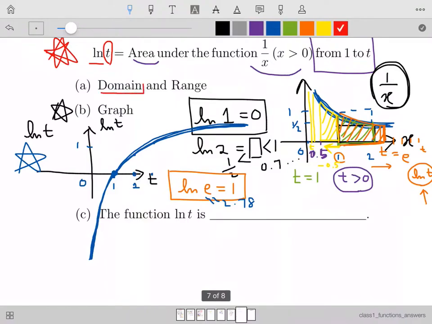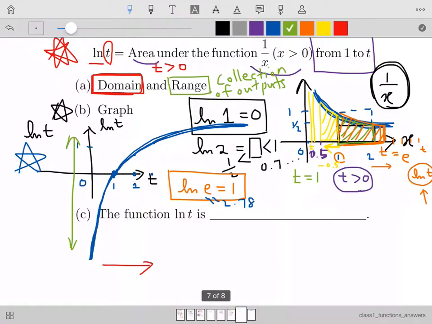Domain. Domain is the set of all inputs of ln. So the domain is t positive. It can be any t bigger than 0. Range is the collection of all outputs. As t is bigger than 0, I get all possible real numbers as output. So the range of ln t is minus infinity to infinity. All these are very important. They will come back later. Domain is t positive, range is all real numbers.